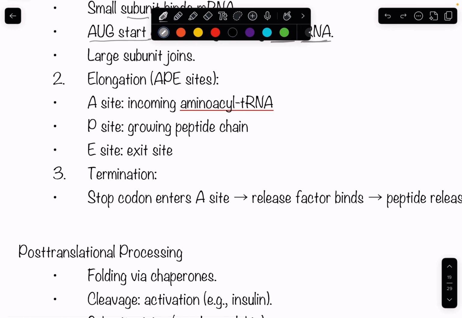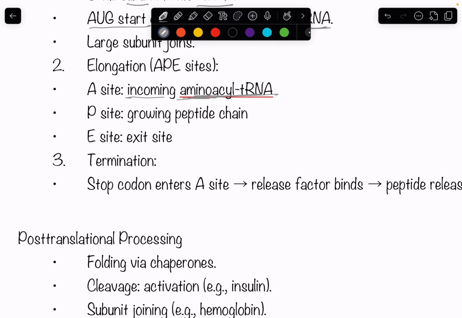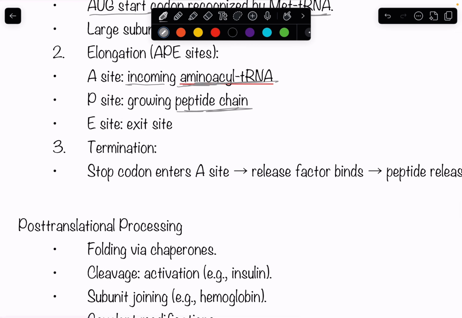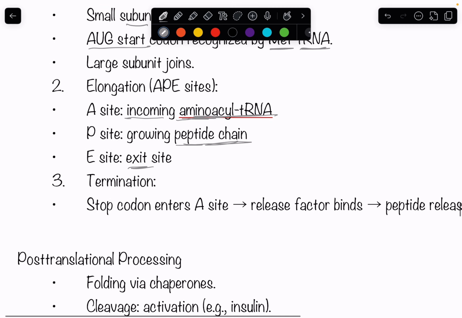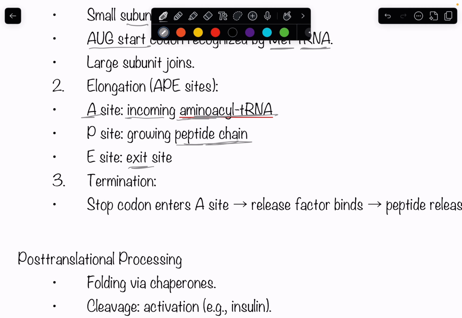So elongation, the APE sites. And what do I mean by that? Well, the A site is the incoming, right? So we could think of the A site as the attachment site, okay? The P site is the growing polypeptide chain, and then the E site is the exit, okay? So you can remember as A attachment, E exit, P peptide, okay? APE: attachment, peptide, exit.